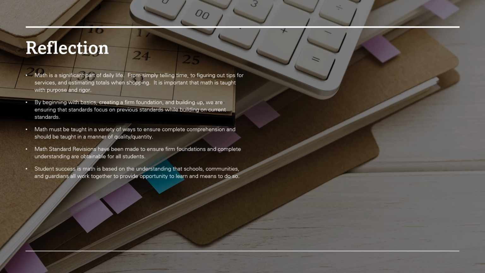Mathematical instruction is not just taught in the school. Those connections must be made outside of the school, and that is where the partnerships between the community and guardians need to happen to ensure that students are able to make those real world connections. It takes multiple layers and multiple people.